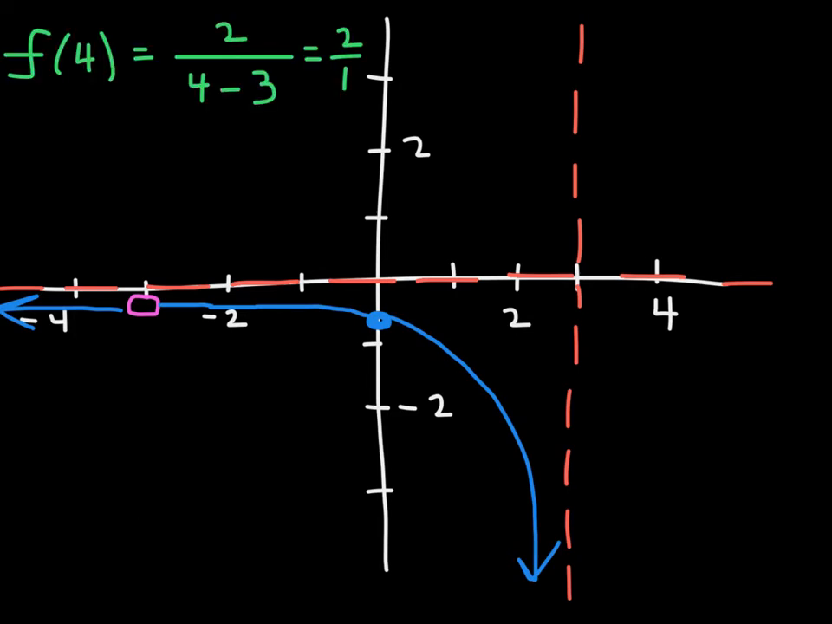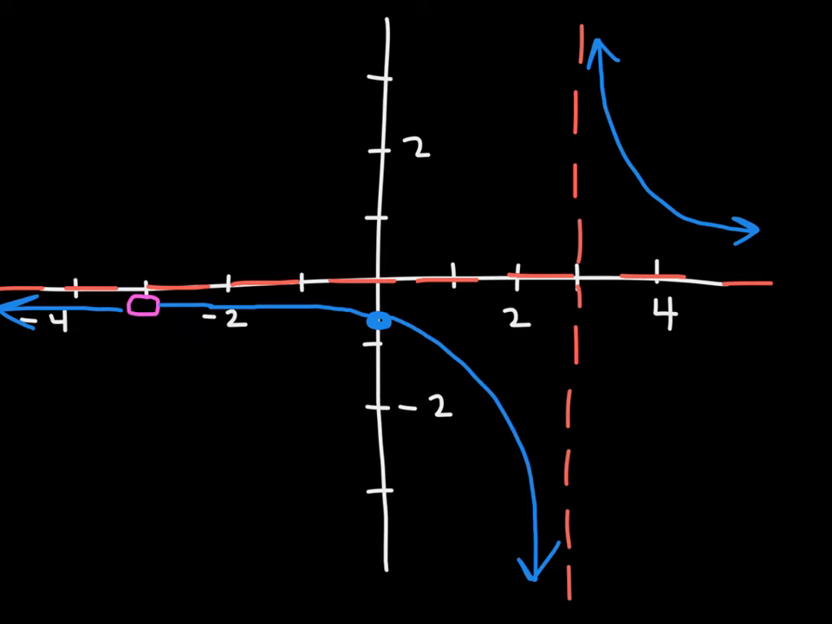All right, I plugged in the number 4, and I get 2 over 4 minus 3, which is just 2 over 1, which at the end of the day, it's positive. So that tells me that the graph over here must be above the x-axis. All right, so there's the other branch. All right, everybody, this is the final picture, the final graph for our function. That was a lot of fun.